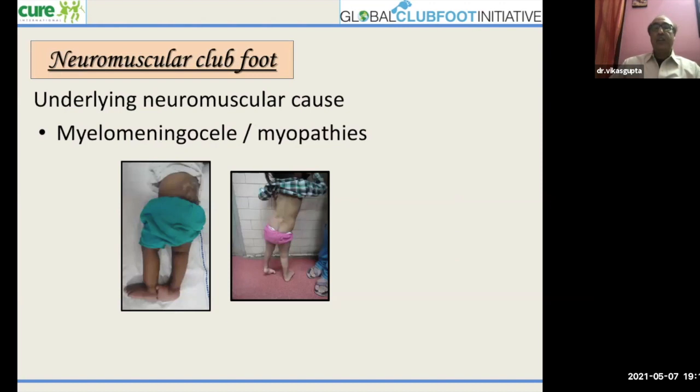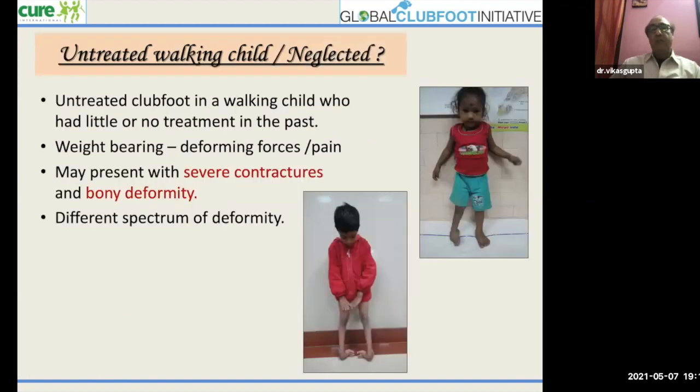Then the neuromuscular clubfoot, with an underlying neuromuscular cause like myelomeningocele or myopathies, which also behave quite differently. Now, this is the clubfoot which I want to talk about: the untreated walking child, which we see in our clinics regularly, in spite of clubfoot being the commonest congenital anomaly seen by all of us. In fact, this has also been named as neglected. I think the preferred term is untreated walking child.